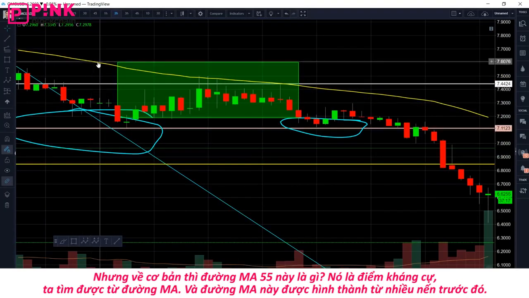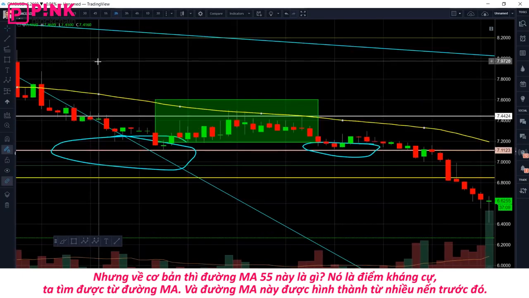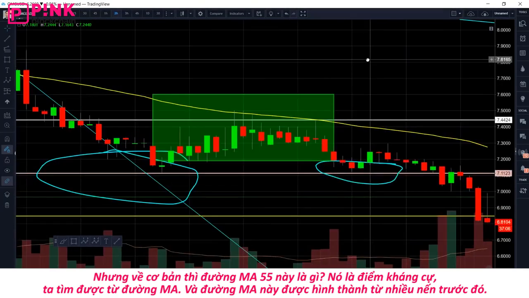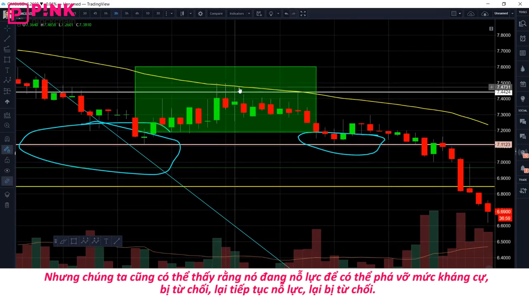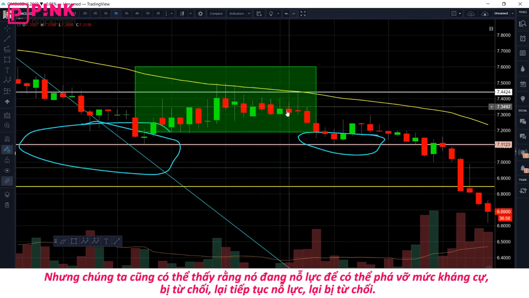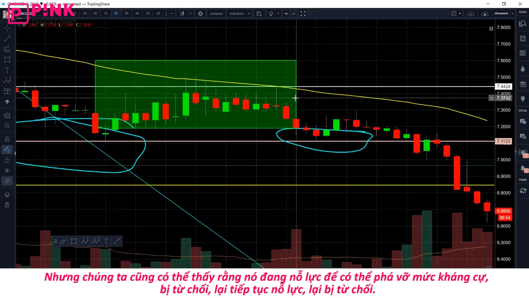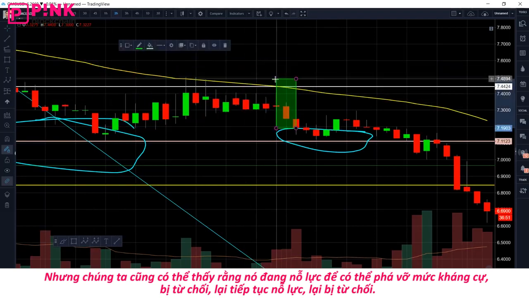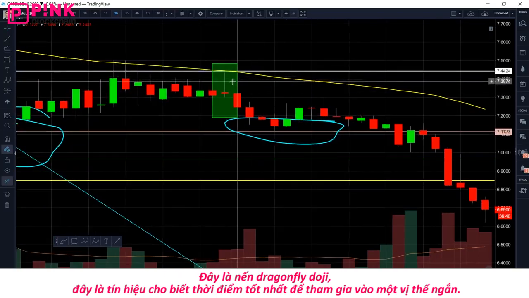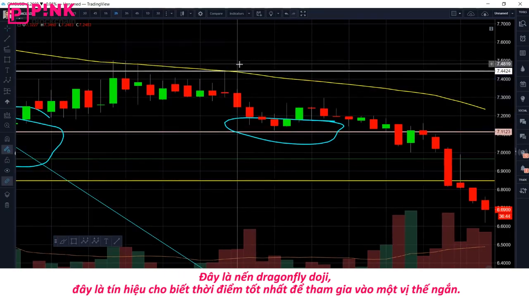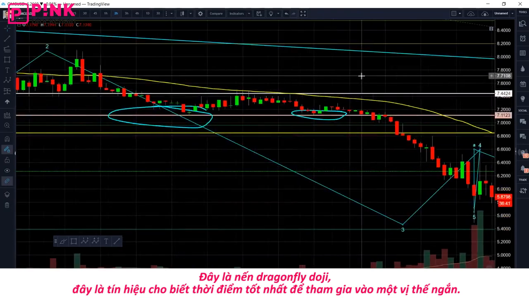But basically, this 55 moving average is a resistance, right? It's a resistance taken from a measure of averages of the previous candles forming, and that's how these lines are formed. But what we notice is that it constantly makes an attempt to break the resistance, rejected, makes an attempt again, rejected, makes an attempt again, rejected. These ones couldn't even get close. And then the final one that was rejected is this bad boy right here. Do you guys see it? This is the Dragonfly Doji that would have 100% confirmed a short position right there to enter, okay?